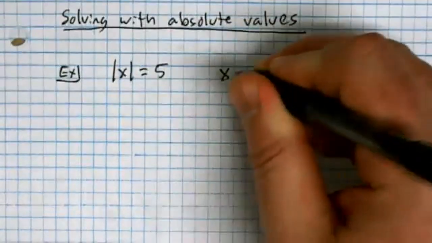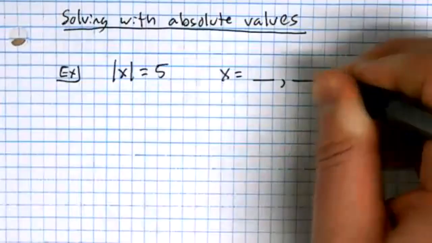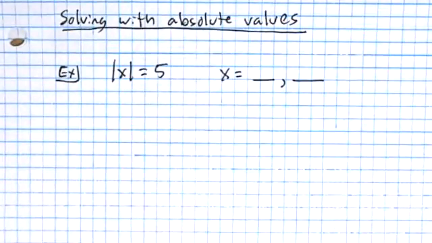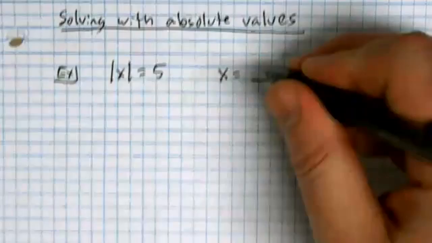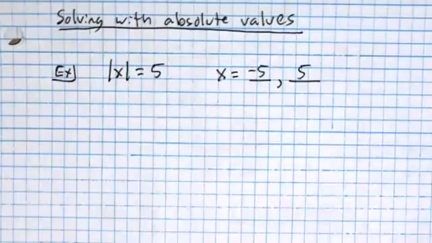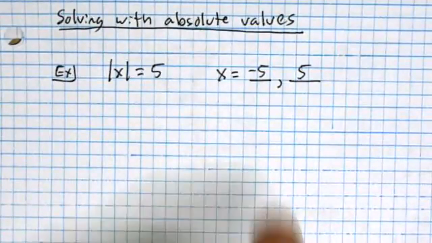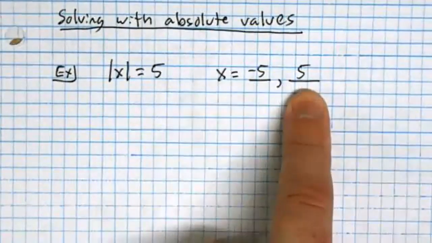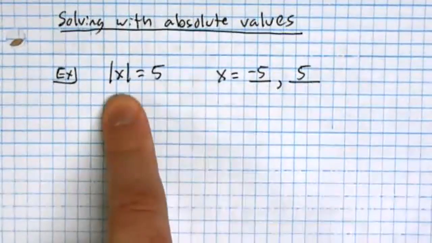Does anybody know what the 2 solutions are without actually doing any kind of process? Give me one. -5 is one answer, one solution, and 5. -5 and 5 are 2 answers. Now, that's going to work for something like this, but in a moment, I'm going to ask you to solve something a little bit more complex, and it's not going to be so easy. So let me show you how you could come up with -5 and 5 using a process, okay? The process is important here.